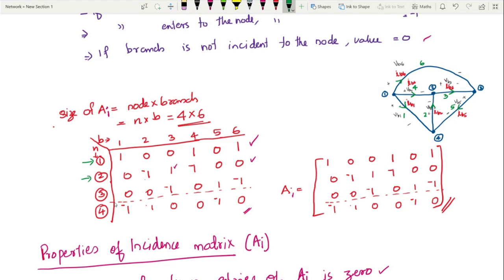So their entry is negative like this, and I2 is going away from this node. So its sign is +1. So corresponding to branch 2, it is +1 and remaining entries are 0. So this is the incidence matrix, that is, the complete incidence matrix of this graph.